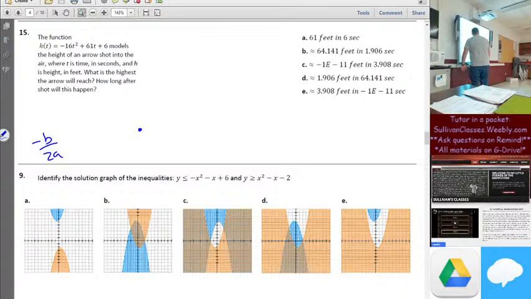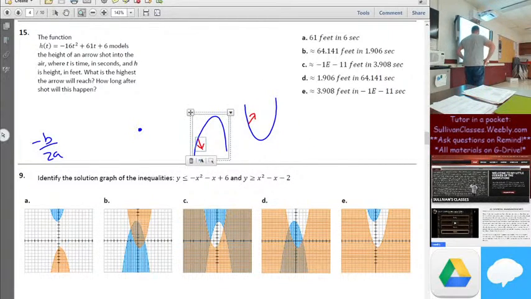So, just looking at these two, I'm going to have a negative parabola. I'm going to have a positive parabola. This says shade under it. This says shade above it. The question is, do they overlap like this? Do they never touch? Do they do this? Not 100% sure. But I do know that's out.